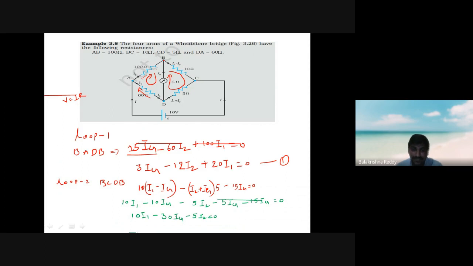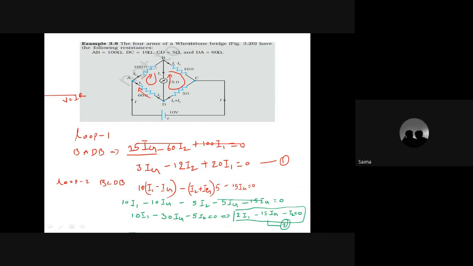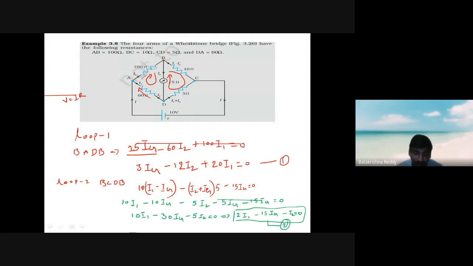Now, from this equation, if I take 5 common, the equation can be written as 2 I1, 5 twos are 10, 5 threes are 15, minus 30 Ig, minus I2 equal to 0. So now I can write this as equation 2, right? Yes, sir. Next, one more loop I have to consider. Sir, why more loops? Because I need to find the two variables. At least I should have three equations to find them.